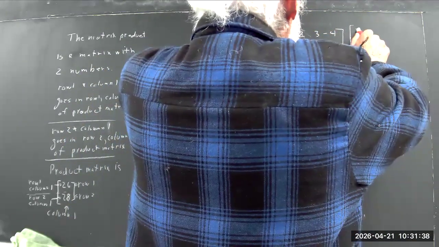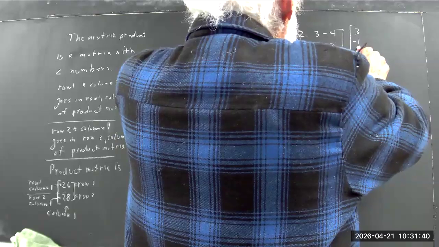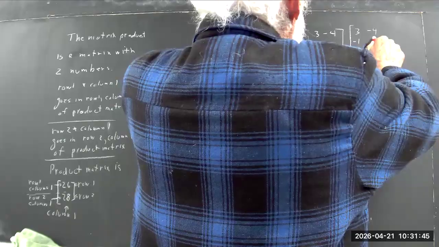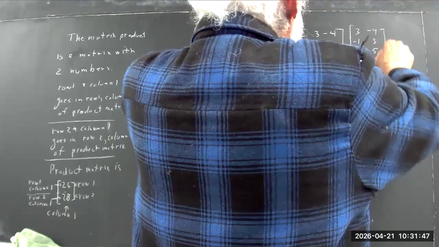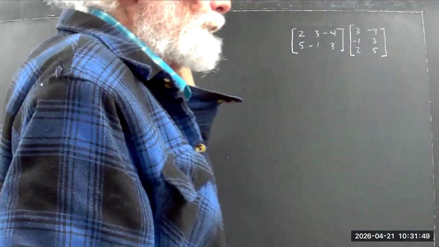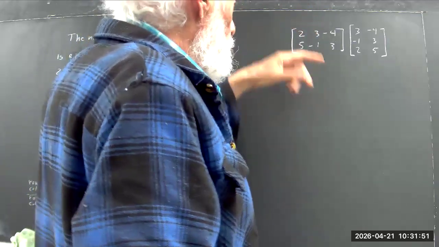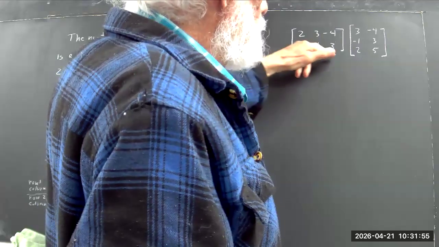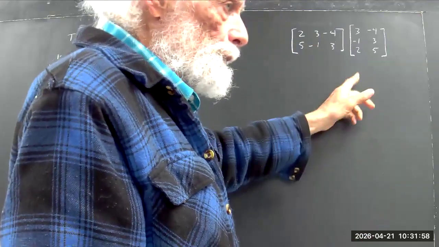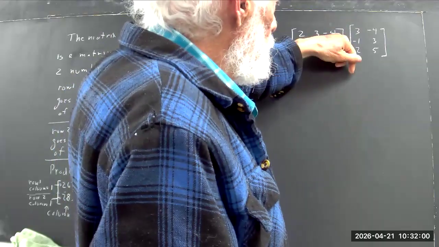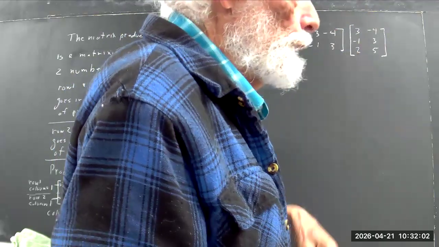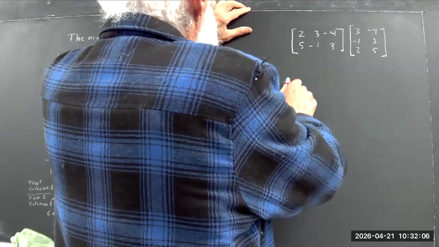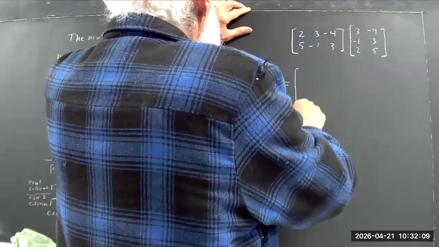So let's just put some numbers here. 3, -1, 2, and -4, 3, 5. Okay, so our first matrix, two rows. First row, 2, 3, -4. Second row, 5, -1, 3. Second matrix, two columns, 3, -1, 2, -4, 3, 5. What's this equal?